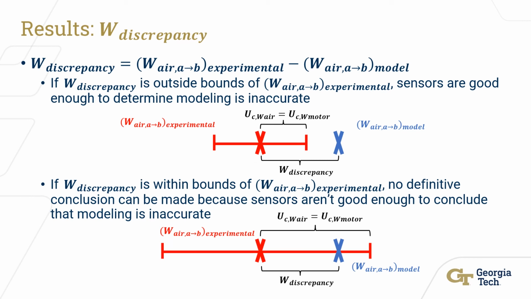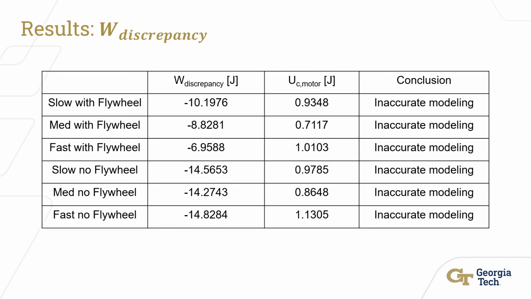The importance of finding both theoretical and experimental work of air is to compare them in order to characterize the accuracy of our assumed model. This is where the discrepancy work term comes in. By comparing work discrepancy to the uncertainty of the work of air, which is equal to the uncertainty of the work of the motor, we can determine whether the modeling is inaccurate. If it lies outside the bounds of the experimental work, we know the sensors are good enough, but our modeling isn't accurate because of our assumptions or other unmodeled effects. However, if work discrepancy lies within the bounds, it's difficult to distinguish between uncertainty and modeling discrepancy, so the modeling can't be deemed accurate or inaccurate.